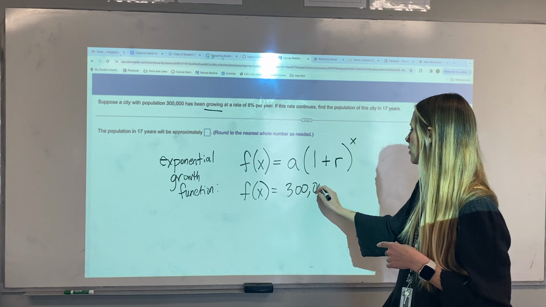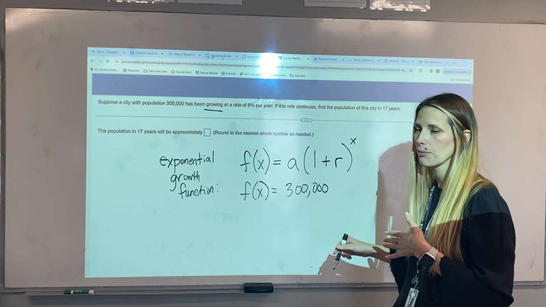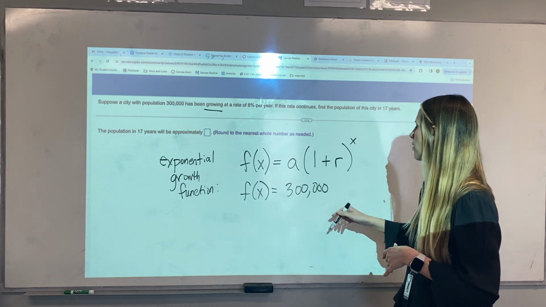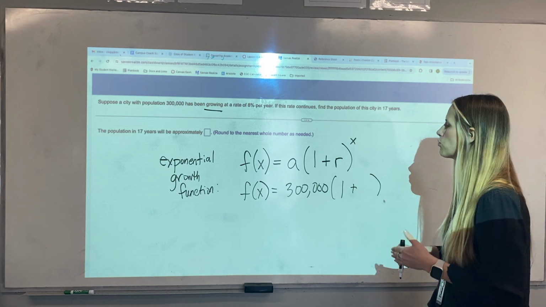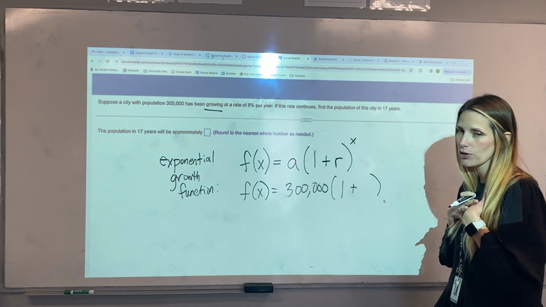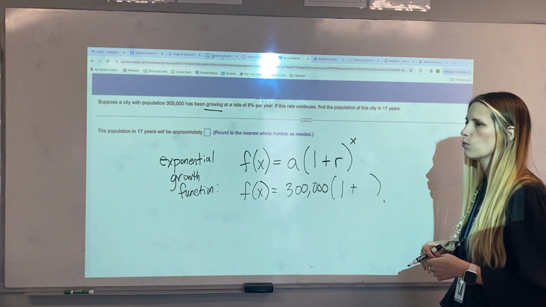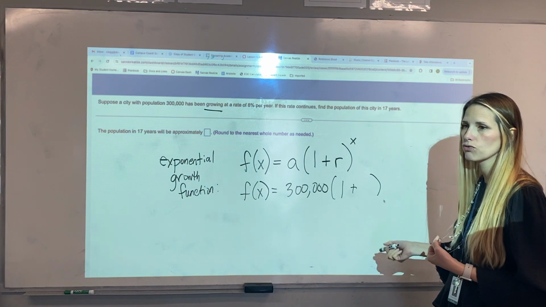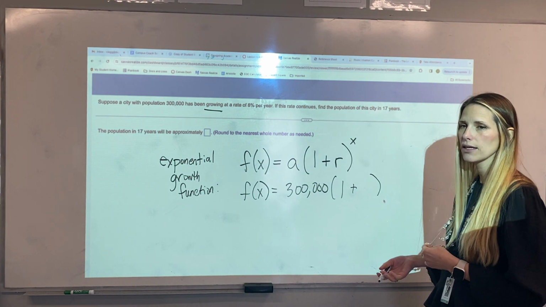So we have f of x equals our initial amount, which is what? 300,000. Is your number different? Okay, so you write down your number, not my number. For me, it's 300,000. Open parentheses, I'm going to have 1 plus my growth rate, which is 8%. Do you guys have a different rate? Okay, write your rate. Now, when I write 8% here, I'm not going to write it with a percent sign because that's not how we calculate percentages. How do we calculate percentages?